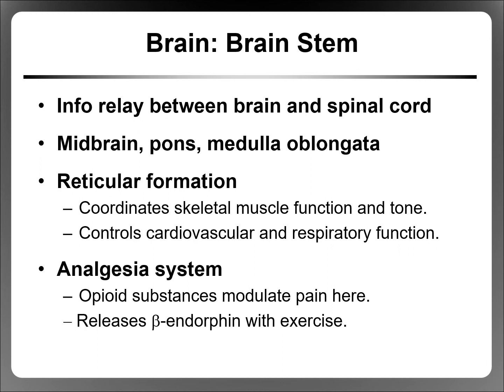Our brainstem also has the analgesia system. This is where we interpret opioid substances that modulate pain. The brainstem releases beta endorphins here with exercise. This is what allows us to receive things like a runner's high after high-intensity physical activity.